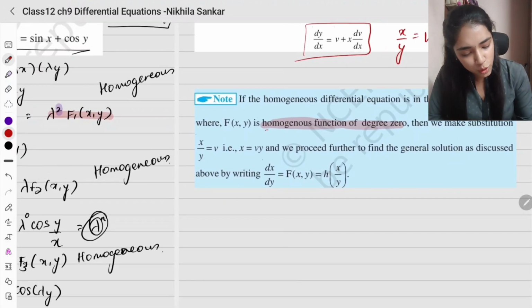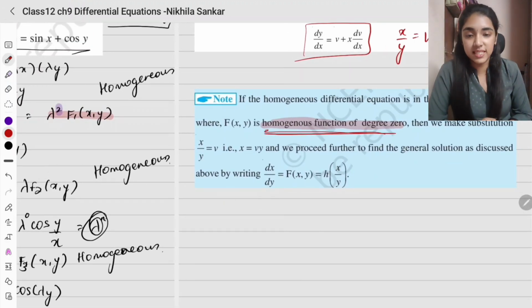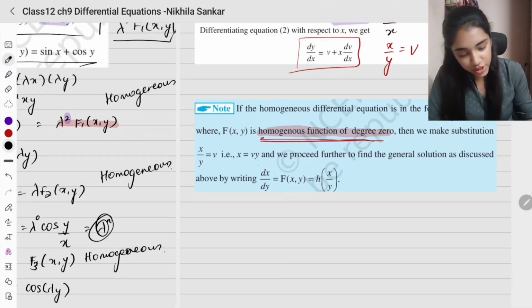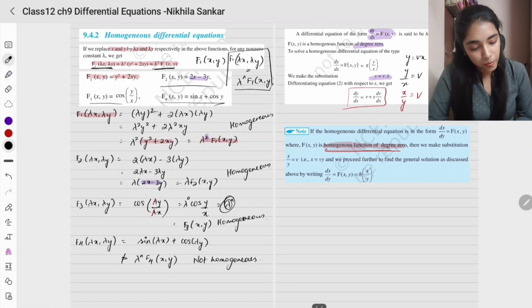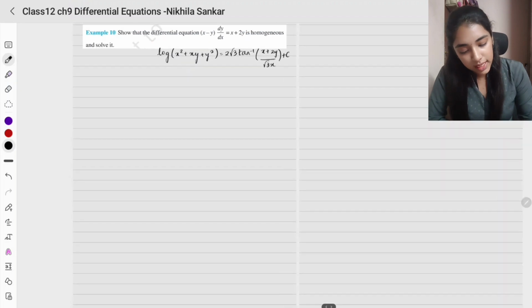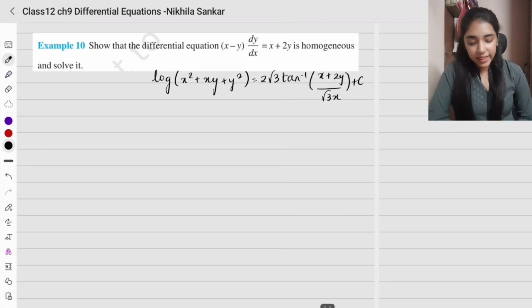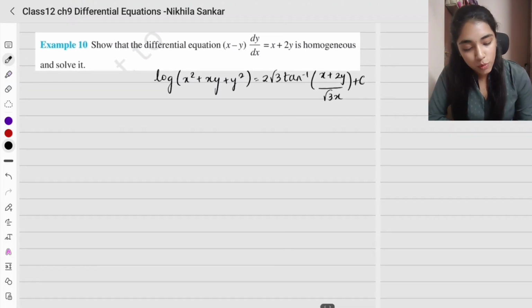Okay, so homogeneous function should be of degree 0. This you will understand when you solve more questions. Okay, please copy. Let us solve some examples. Example 10. Show that the differential equation is homogeneous and solve it.